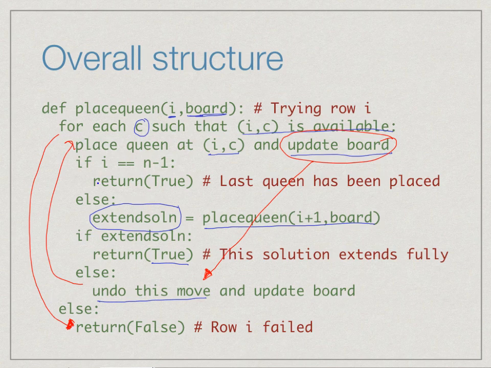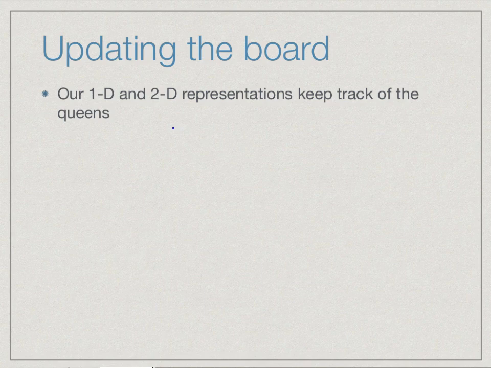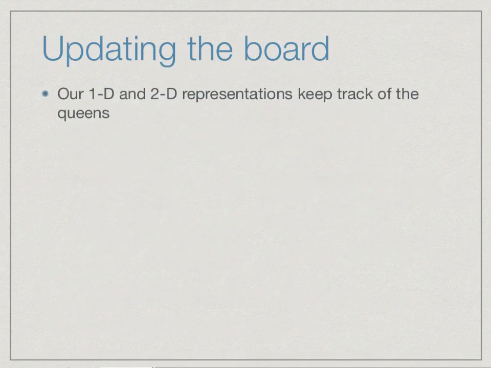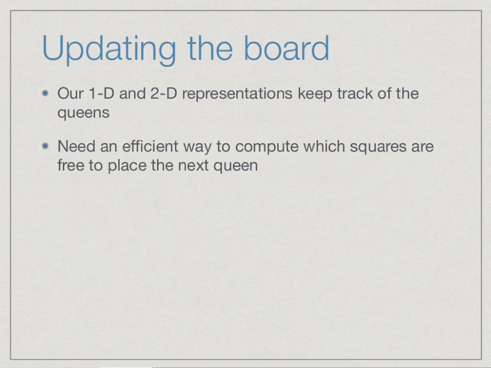We will see an actual Python implementation, but we have to do a little bit more work to figure out how to actually implement this. So the crucial thing in the implementation that we saw previously is that we have to update the board when we place a queen and update the board when we undo it. And we also have to check whether I, C is available. Right? So we had two representations, a two-dimensional representation with zeros and ones and a one-dimensional representation which gives us the column position for each row to keep track of the queens on the board.